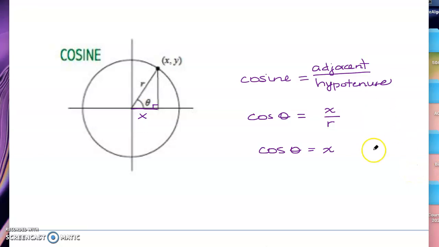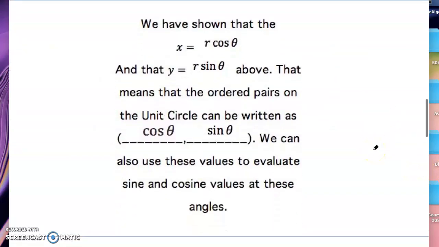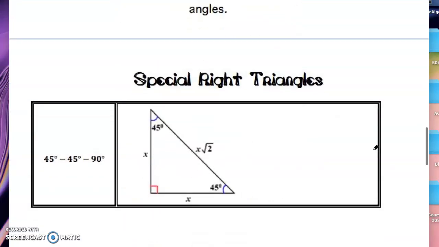So what we've proven is that x is equal to r times the cosine of theta, which in our case in the unit circle is 1, and that y is equal to r sine of theta, again r is equal to 1. And that means that the ordered pairs on the unit circle can all be written as cosine of theta for x and sine of theta for y. And then we're going to use these values to evaluate sine and cosine values at all of these special angles that make up what we refer to as the unit circle.